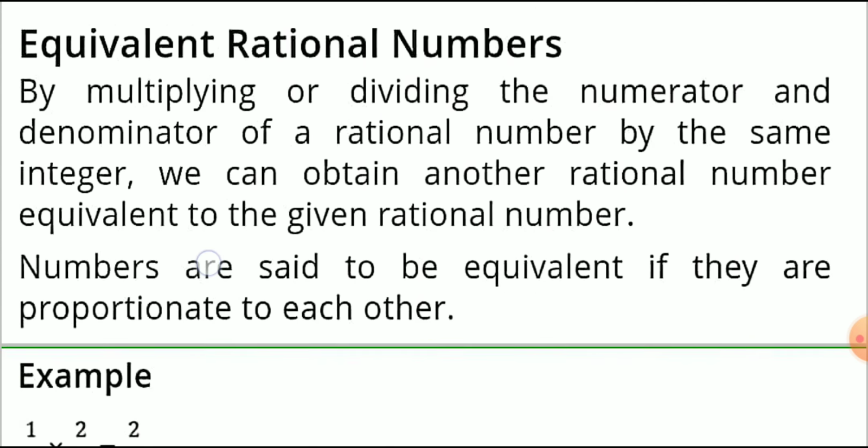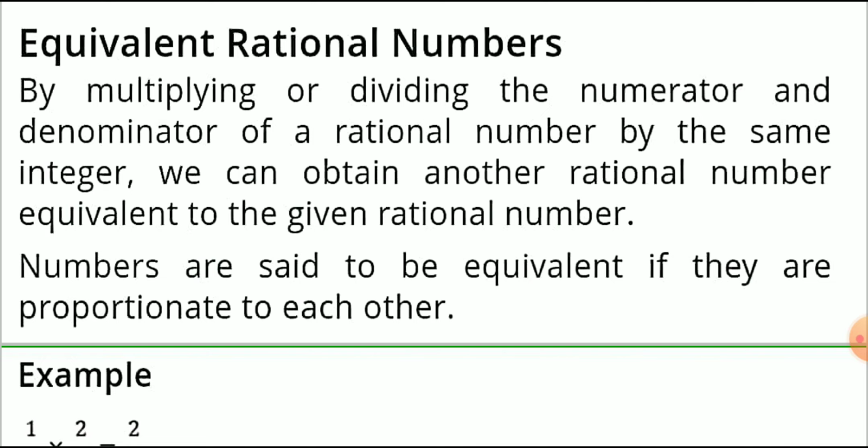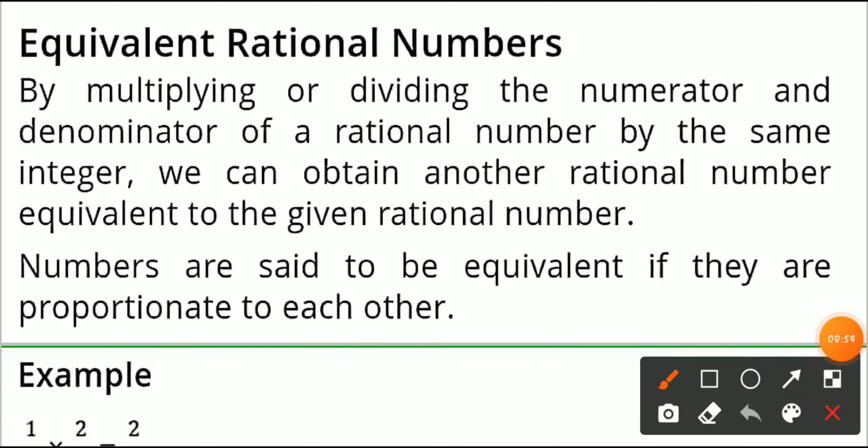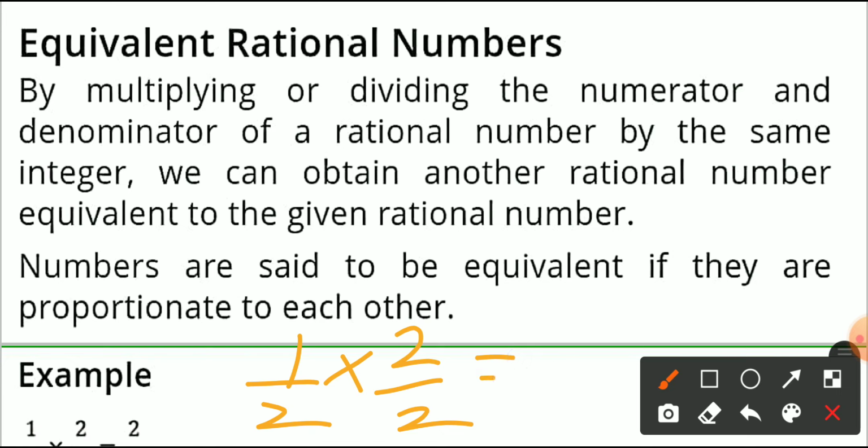Equivalent rational numbers. By multiplying or dividing the numerator and the denominator of a rational number by the same integer, we can obtain another rational number which is equivalent to the given number. It is just like fractions. In fractions, suppose 1 by 2 is there. If we multiply the numerator and the denominator of the rational number 1 by 2 with 2, we will obtain 2 by 4.